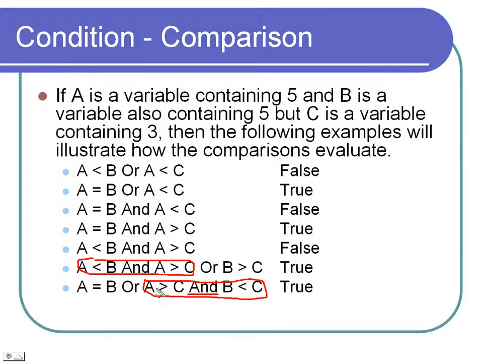Therefore, if we do that with OR, A is equal to B, that's true. So now this ORed with this is a true, and that's how we get a true out there.